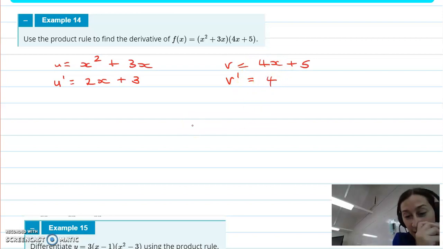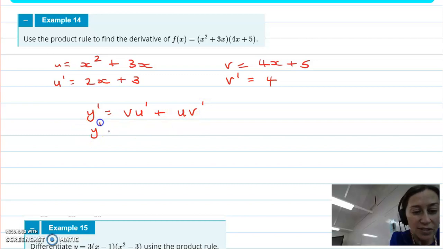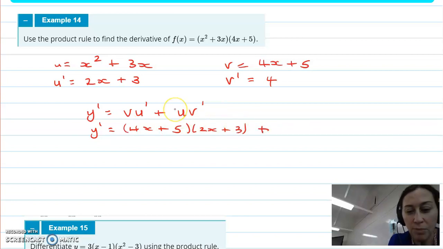And then the product rule says I need to do some multiplying, so I need to substitute those into the rule. I always like to write the rule down, so it's v multiplied by u dash plus u multiplied by v dash. So that gives us our dy/dx or y dash. So v is 4x plus 5, and I need to multiply that by 2x plus 3. So you get 4x plus 5 multiplied by 2x plus 3. And then I'm going to add u multiplied by v dash.